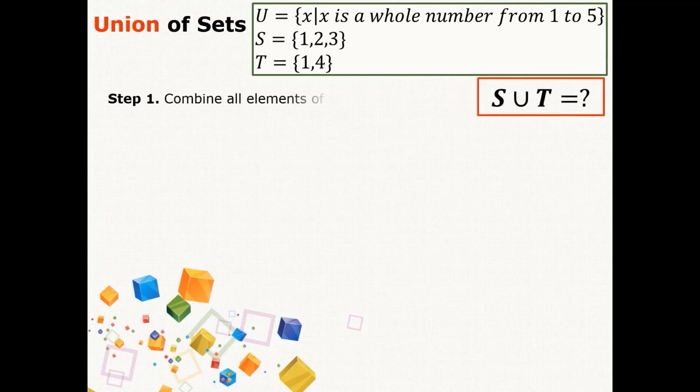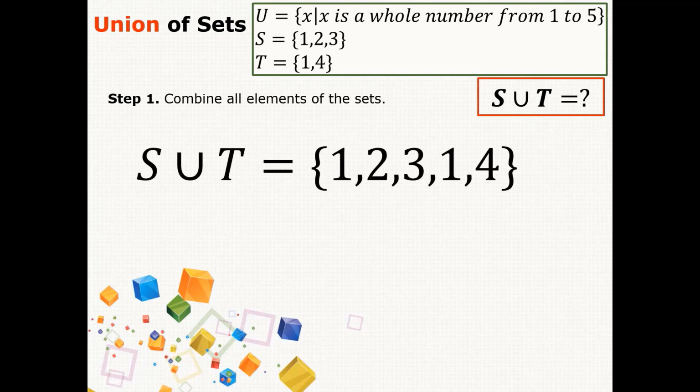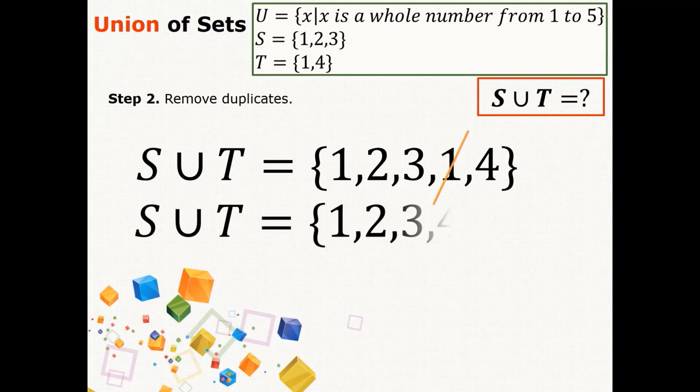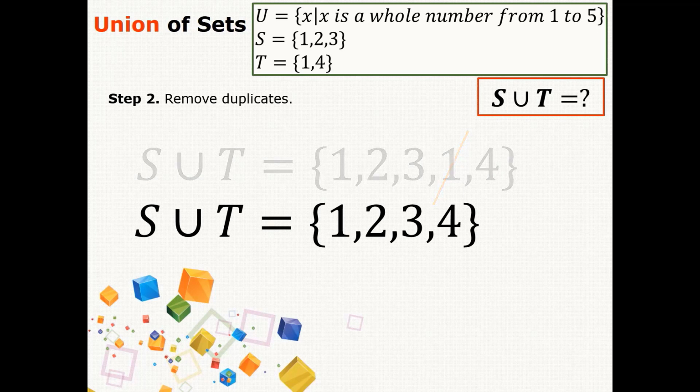As for the union of set S and T, we need to combine all elements. After which, we need to remove any duplicates. Therefore, the union of set S and T is a set containing 1, 2, 3, and 4.